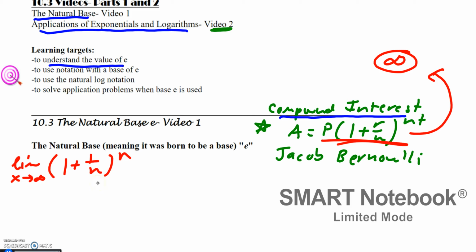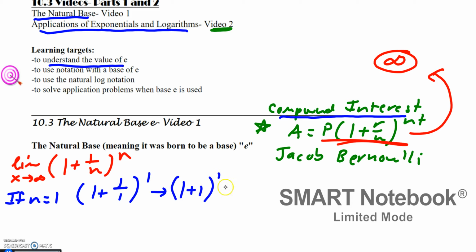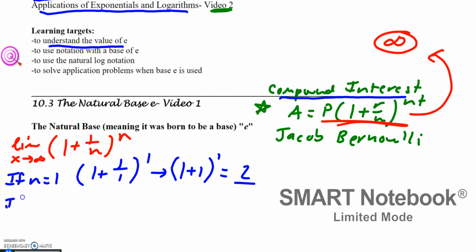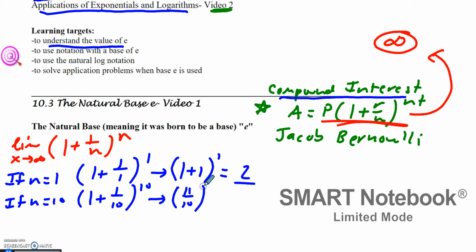So we started off and said, okay, what if n just equaled 1? He took 1 plus 1 over 1 to the 1 power, which would be 1 plus 1 to the first, which was just 2. Then he said, okay, keep understanding infinity. What if n equals 10? That would be 1 plus 1 over 10 to the 10th power, which would really be 11 tenths to the 10th power. If you plug that into your calculator, you would get 2.593. So it looks like we're still in the 2 range.